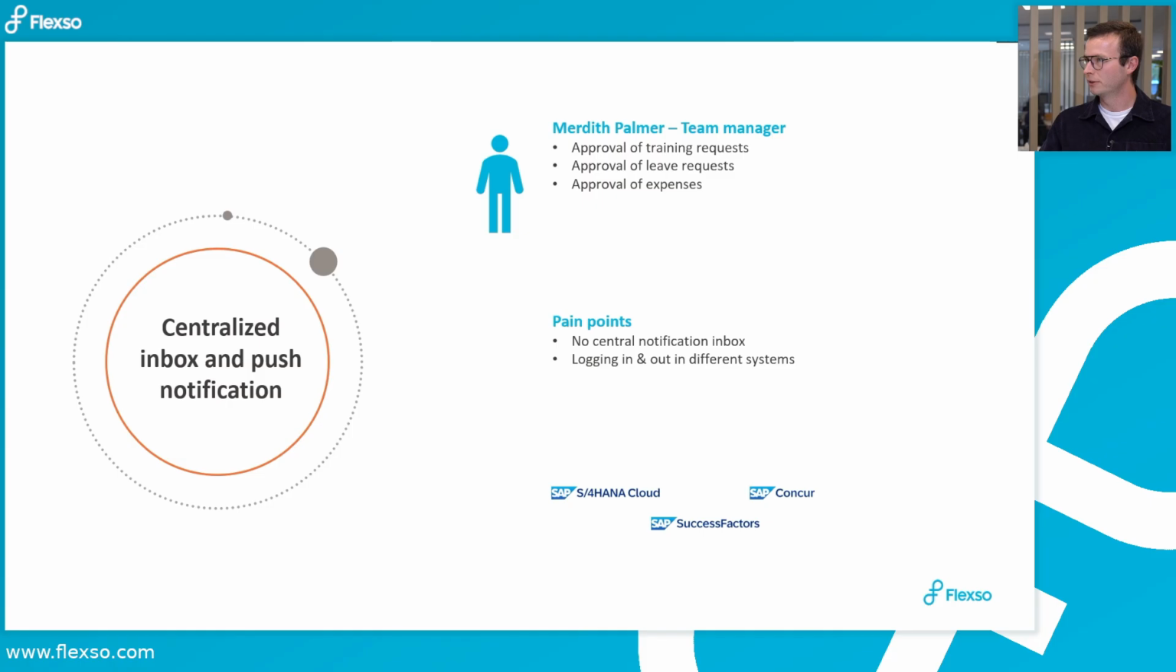And often, because of these different inboxes, a notification can be missed and someone's waiting on approval, but Meredith missed it. So I think for Meredith, it would be really useful if she could have a centralized inbox where all her tasks from different systems are centralized, and she also receives push notifications. So when a new approval request enters, Meredith gets a notification and she can check the approval. Is that also something we can resolve using SAP Build Workzone?